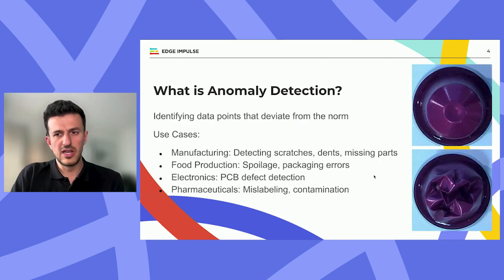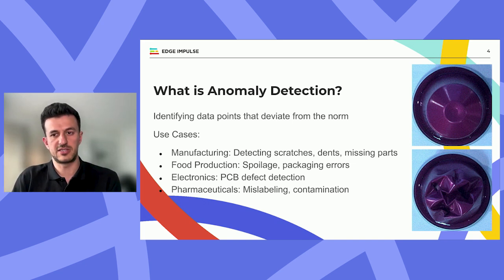So now, what is anomaly detection and what are the use cases? In a nutshell, we want to detect and identify data points that deviate from the normal data that we trained on. Use cases could be detecting scratches, dents, or missing parts in your products. These are only for visual, so we are focusing on visual anomaly detection. We have anomaly detection for time series, you could go and check it out. This is outside the scope of the current webinar.